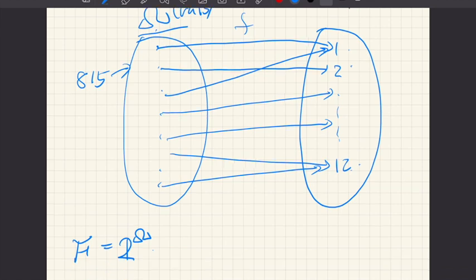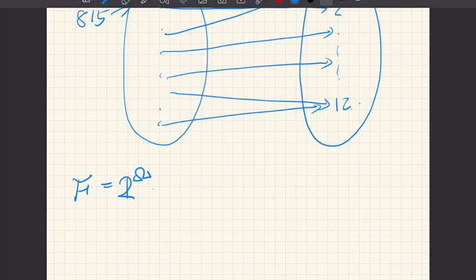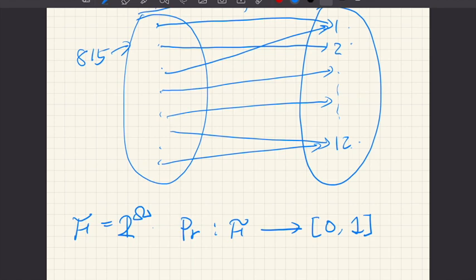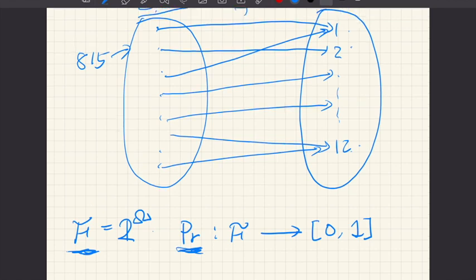Then, remember the definition of the probability measure? It is a function from the sigma algebra to this interval, real numbers between 0 and 1. Okay, so this probability measure is defined for this sigma algebra. So what is this function in this case? Okay, actually we don't know.